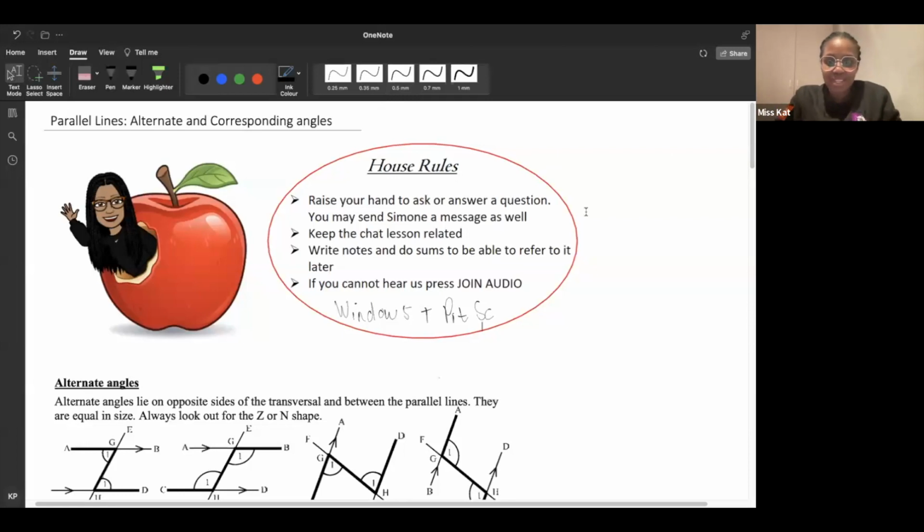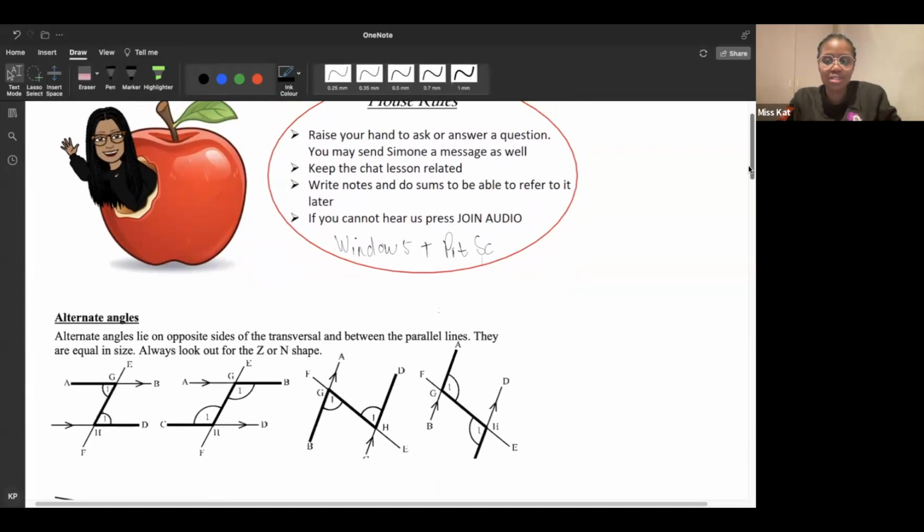So let us go back to parallel lines. Please remind me in the chat, what are parallel lines? What do we know about parallel lines? Let's see, lines that never meet. Thank you very much, Kwezikazi.